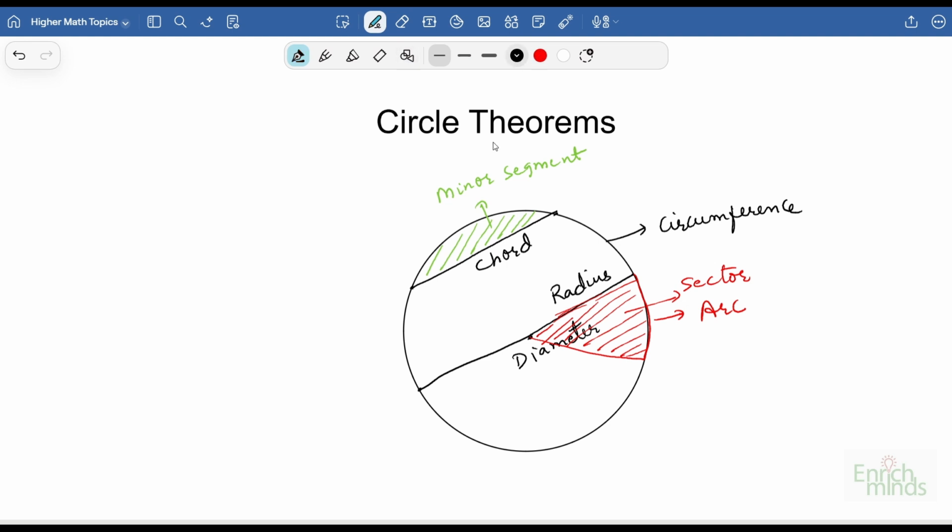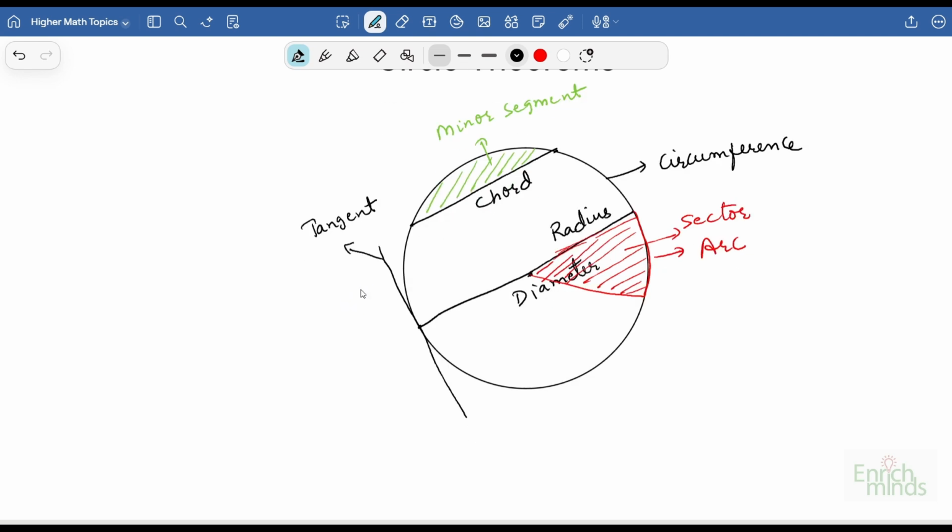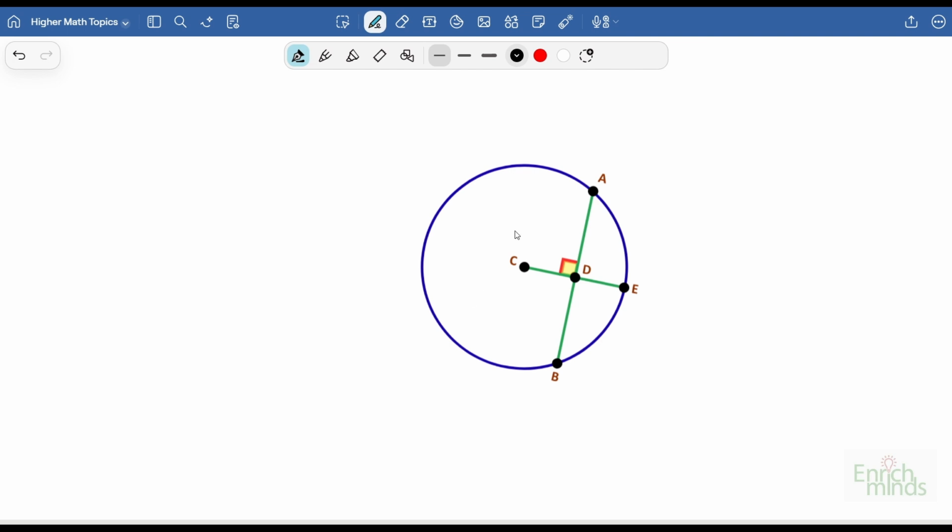And then we have the tangent of a circle. So a tangent is a line which touches the circle at only one point. So this is the tangent. So with this information, let's move on to see the first circle theorem.